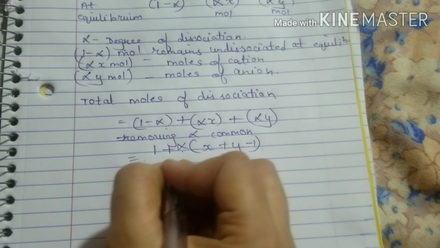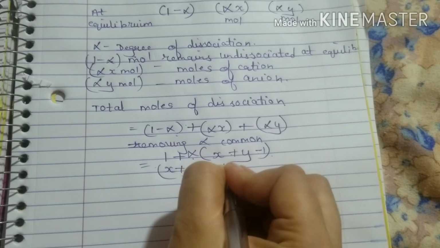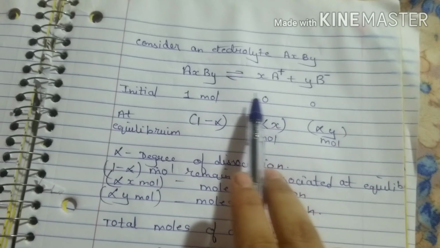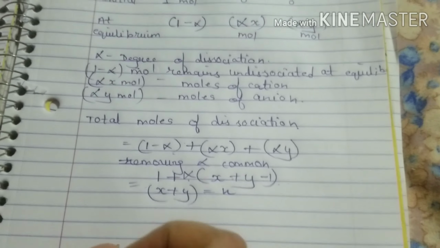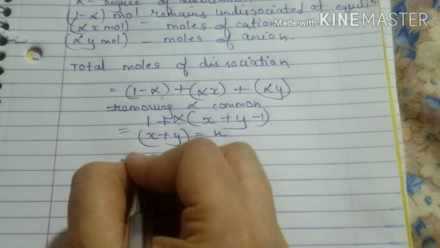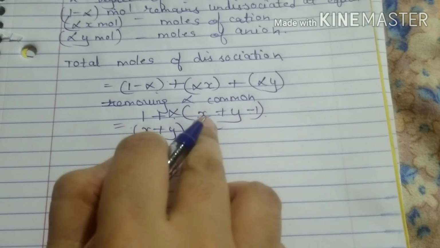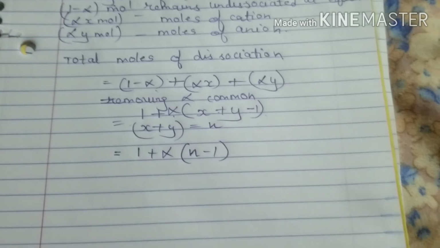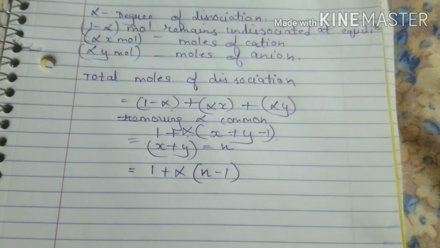Now we know that x plus y is nothing but your n, the number of moles. So here in place of x plus y you are going to write n. So it takes the form 1 plus alpha, n minus 1. So this is the total moles after dissociation.